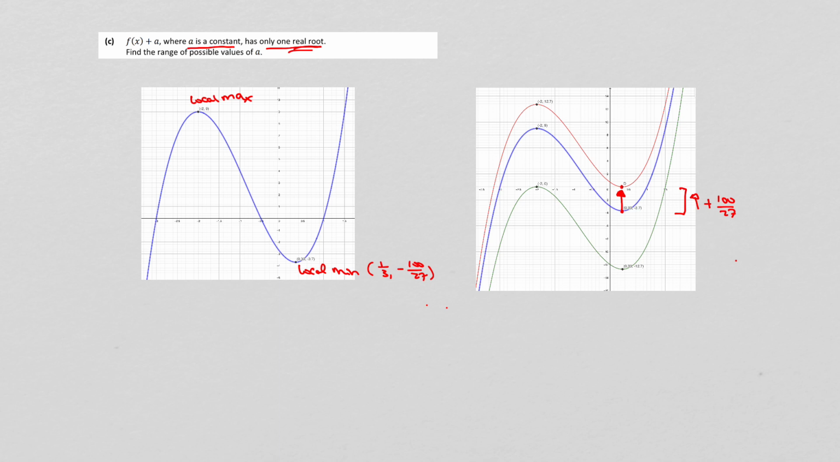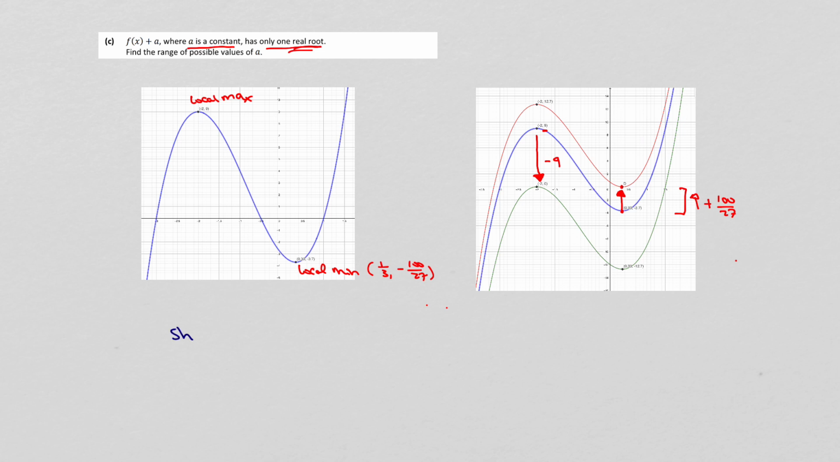Or what we can have is that, again, the blue graph is our original. We shift the graph in a downward direction down the y-axis, and we're shifting it down by the y value, so the y value being 9 units. So in other words, I've moved it down 9 units. So in a downward direction would be minus 9. So we've subtracted 9 from all of our y coordinates, or we've added 100 over 27 to all of our y coordinates.